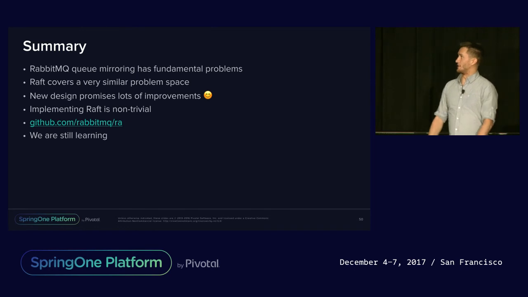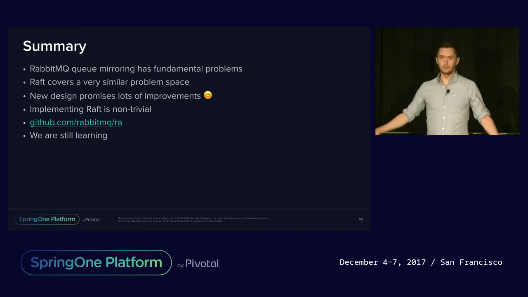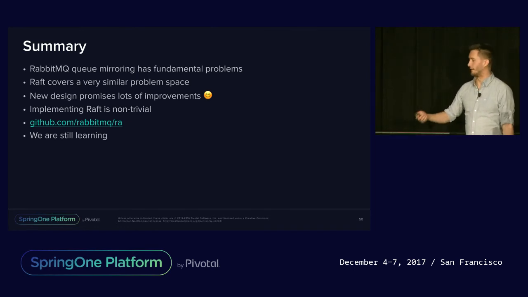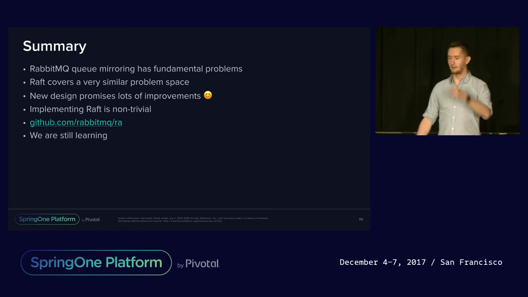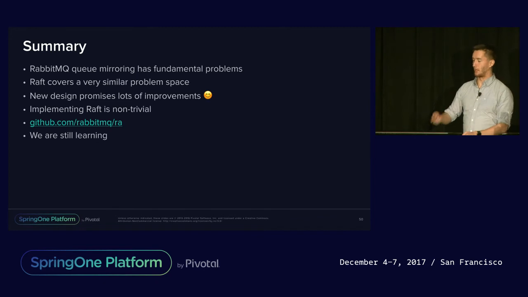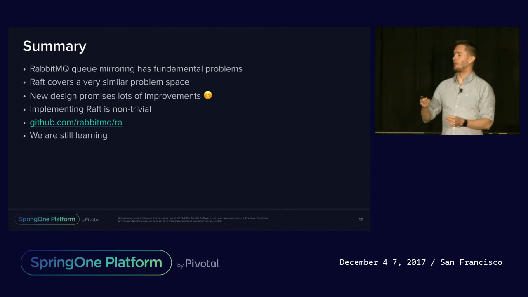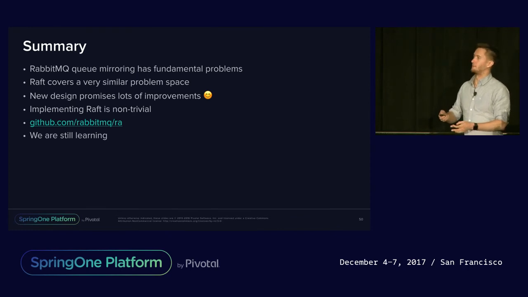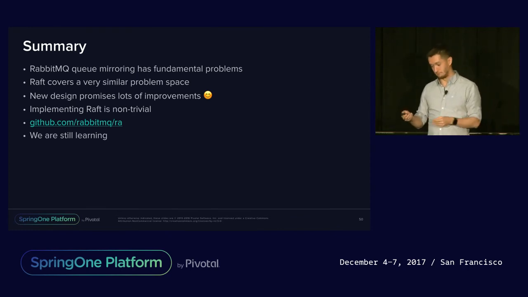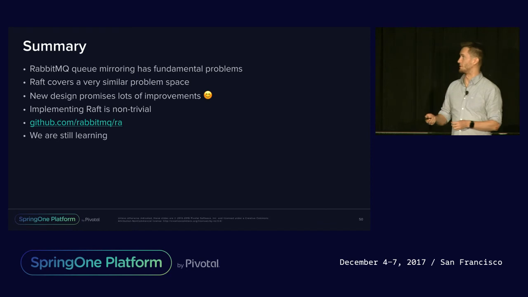So to summarize, RabbitMQ Queue Mirroring has issues. Yes, we know that. And Raft covers a similar space. It provides you a much more predictable recovery strategy and improved parallelism. This new design is very promising. There are many improvements. We will see how it works out in practice.